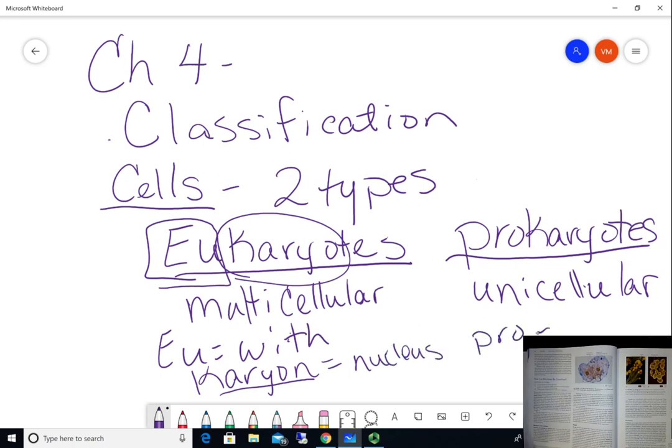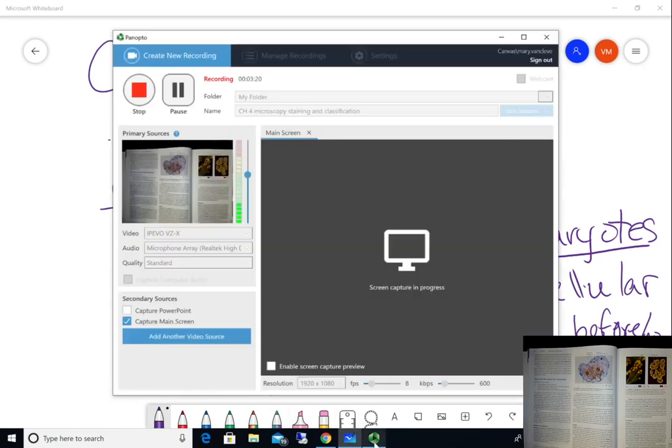Pro means before or no, and of course karyon, nucleus. So those are two basic types that we're looking at there as far as cells go. We need to really understand that and make sure that we have a good understanding of those two types.